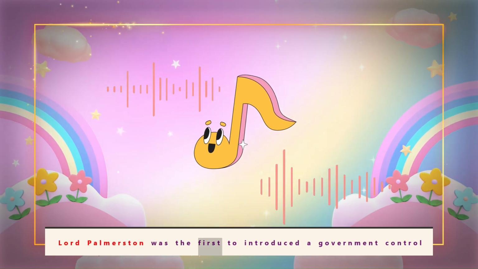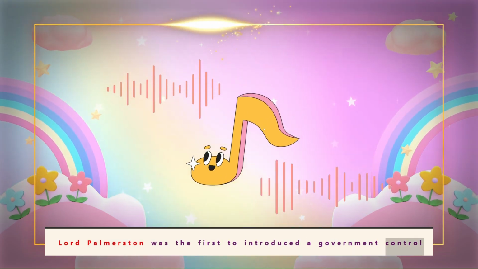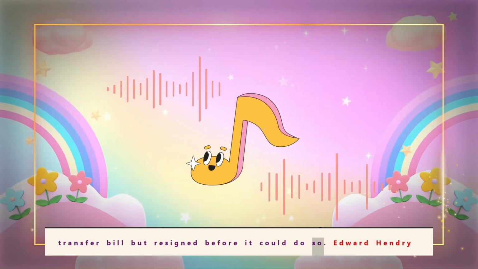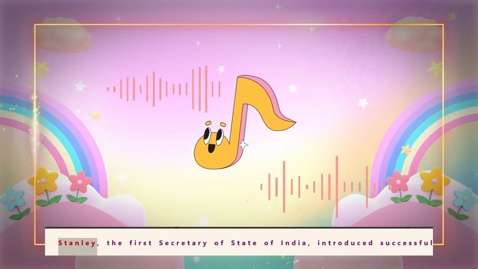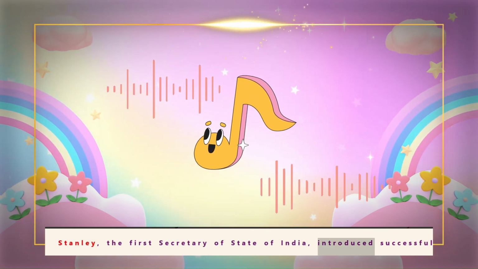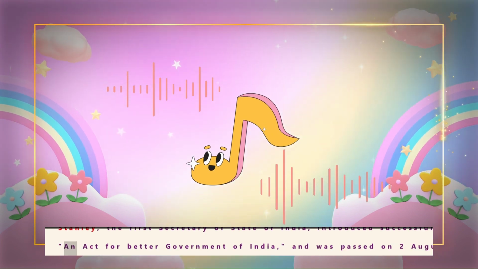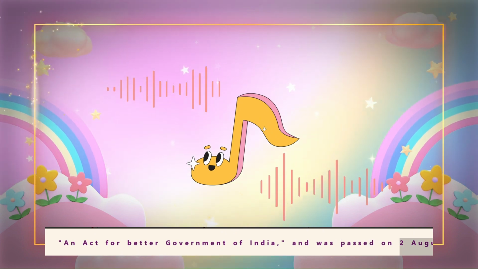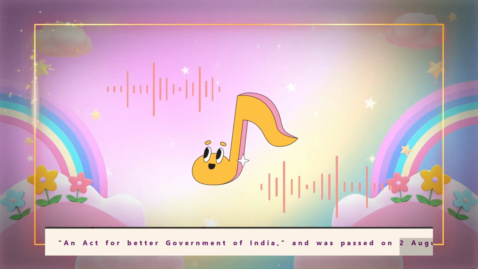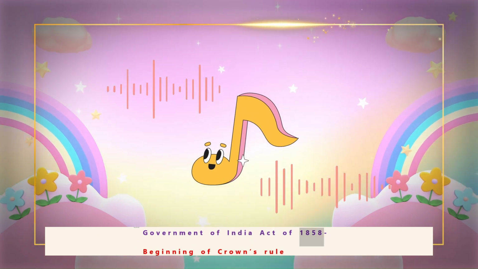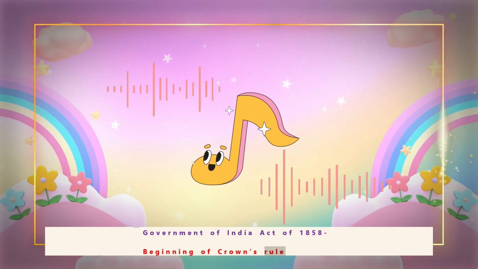Palmerston was the first to introduce a government-controlled transfer bill but resigned before it could do so. Edward Henry Stanley, the first Secretary of State of India, successfully introduced an Act for Better Government of India, which was passed on 2 August 1858. Government of India Act of 1858: beginning of Crown's rule.